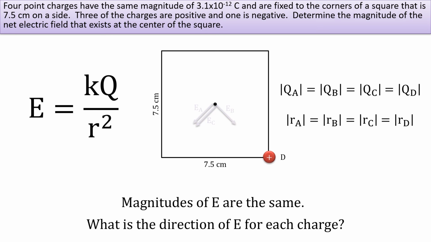But the direction of the electric field brought by D is in the opposite direction of B. So if you just look at the direction of the electric field by B and the direction of the electric field by D, you can see that they're canceling each other out because, again, they have the same magnitude, the same charge, and the same distance away. But we can see from this diagram that they're pointing in exactly opposite directions, so they're going to cancel each other out. And now all we have to do is analyze the electric field for A and C.